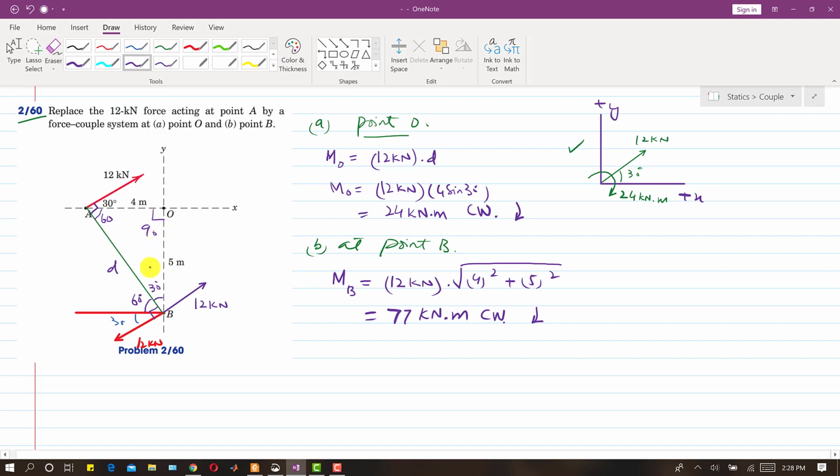Now let me draw that force couple system. So I will remove these, and I will also remove this force, and we will draw that couple, right? So this will be that 77 kilonewton meter, right? So this force could be replaced by this force couple system at this point B, right? So this is the representation of that force couple system.